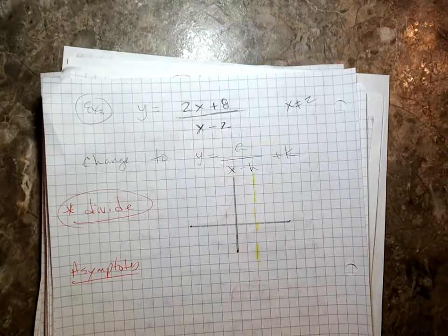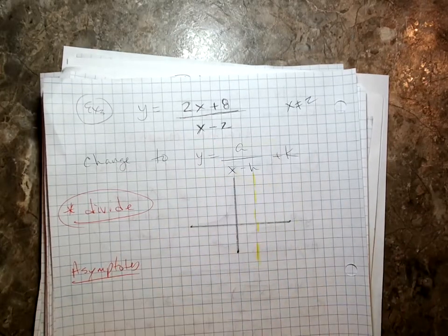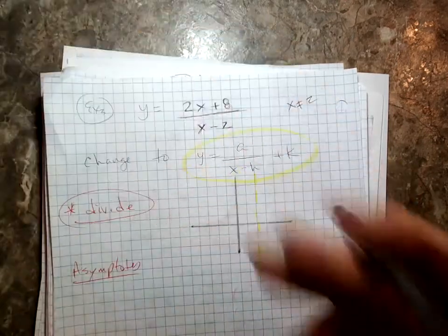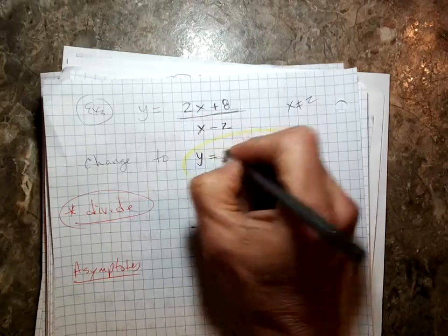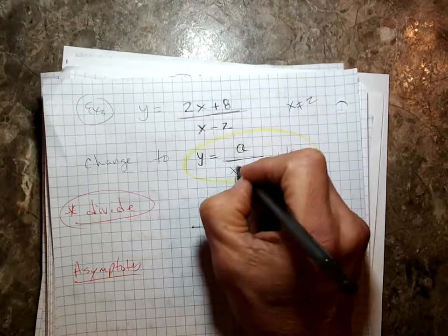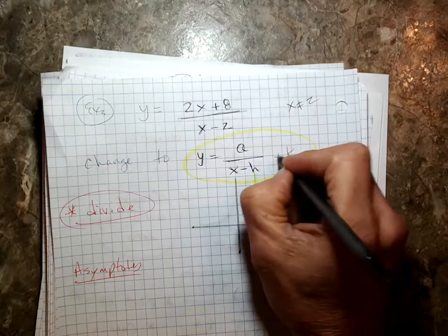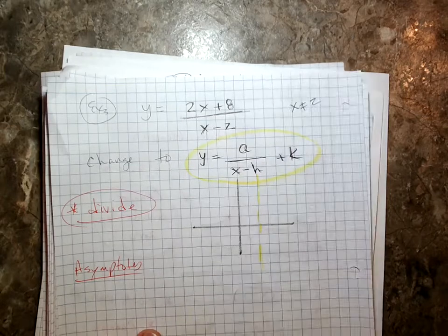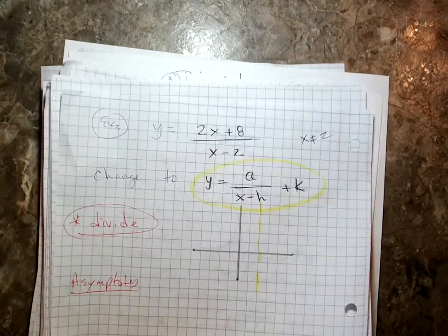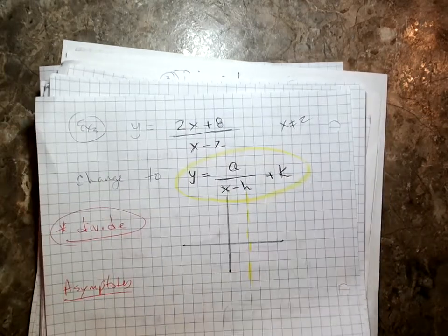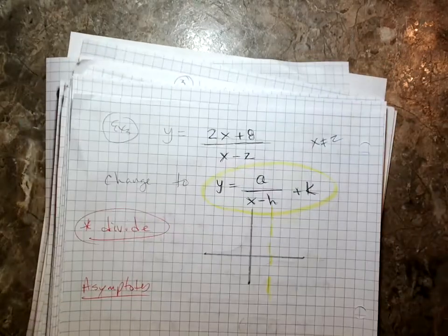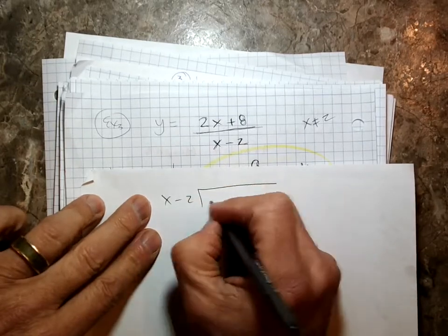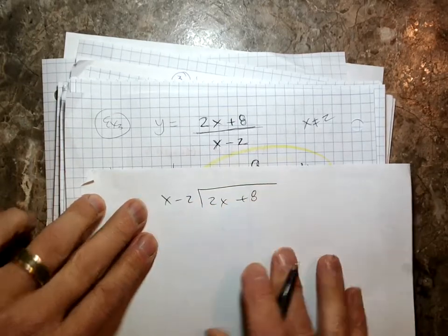Now, it's not in this really nice form. I want to put it in this form here, the standard form of y equals some number a over x minus h plus k. Alright, well, what I'm going to do is try and do a little bit of long division on this. So let me get another piece of paper out here that I can do long division on. So I'm going to try and divide it out to change its form. Okay, so if I take x minus 2 into 2x plus 8, let's do long division.